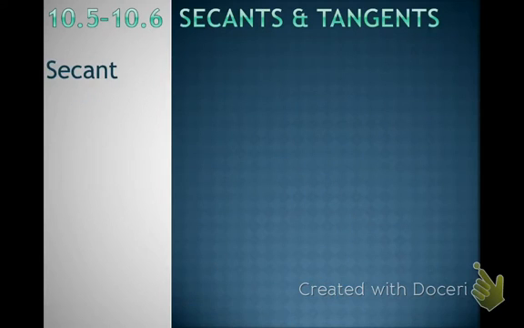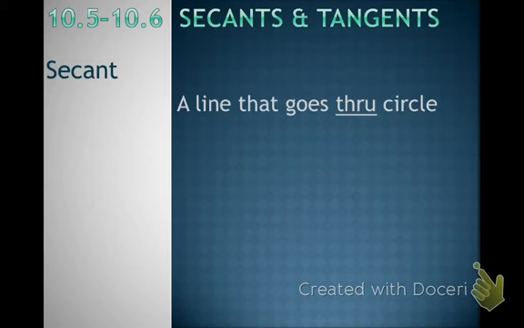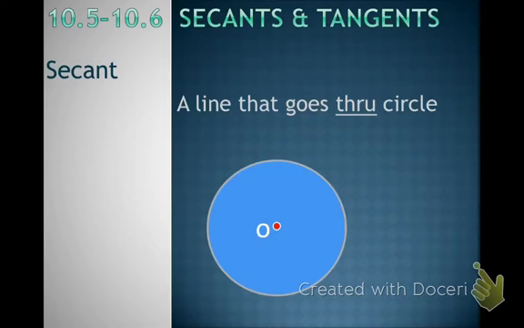Let's define the word secant. A secant is a line that goes through a circle. And I know it really bothers some of you that through is spelled that way, which is why I leave it, because, I don't know, just like getting under your skin a little bit. So a line that goes through a circle.